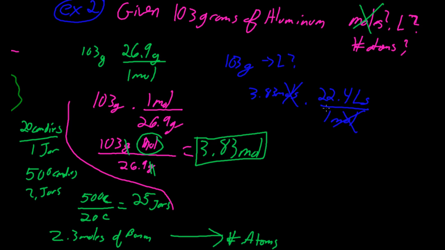So 3.83 times 22.4 liters, let me box this off again, will be equal to 85.79. I don't know why I wrote an S there, it's just L. And as you can see again, since there's nothing to cancel the liters out, they carry down. We're left with 85.79 liters. So this is equal to 103 grams, and this is equal to 3.83 moles. Again, we're just using different units to express these values.